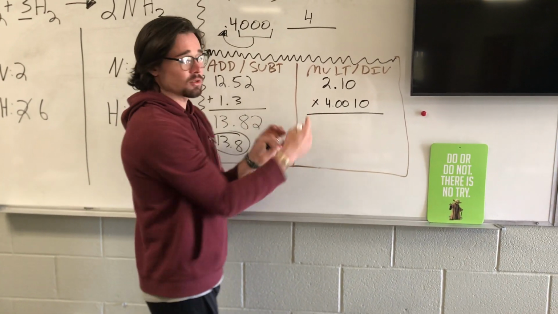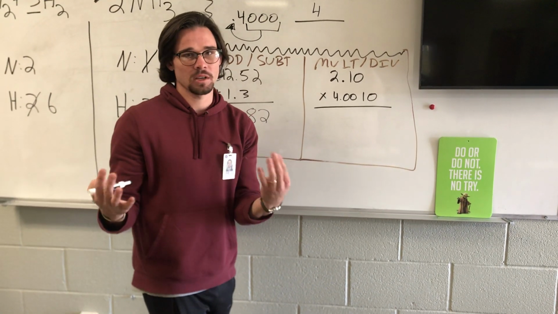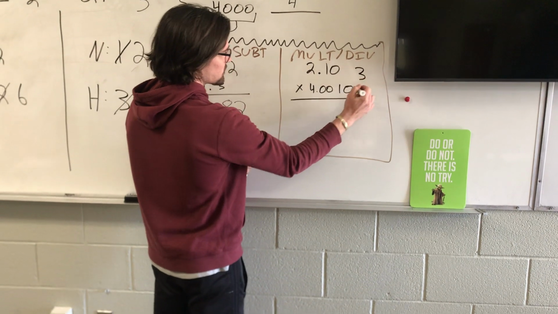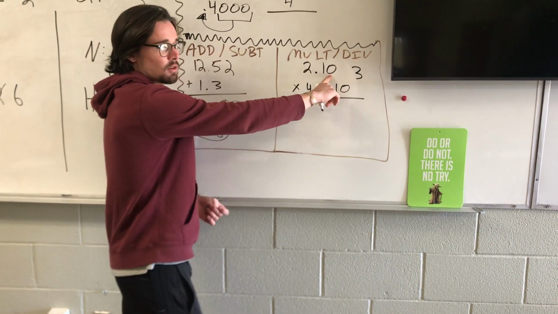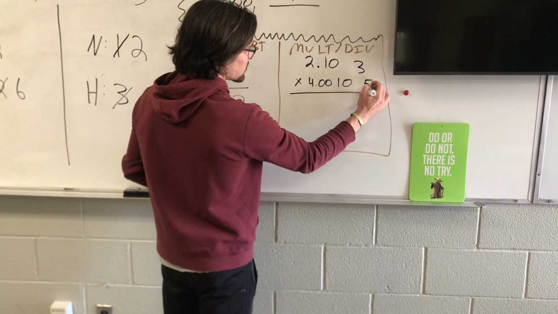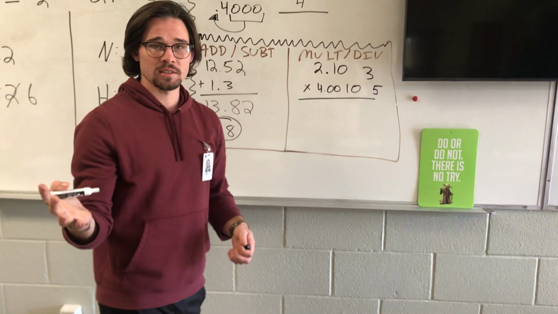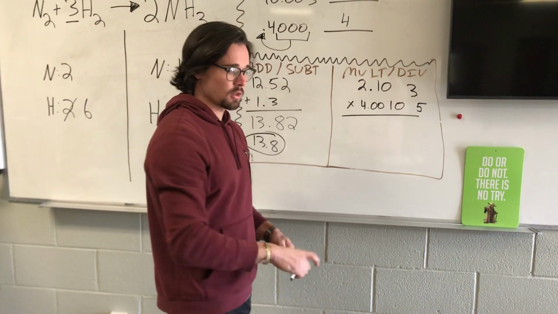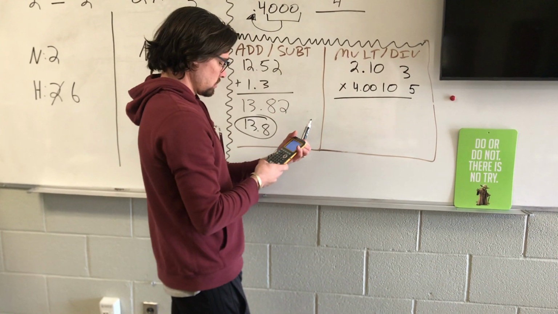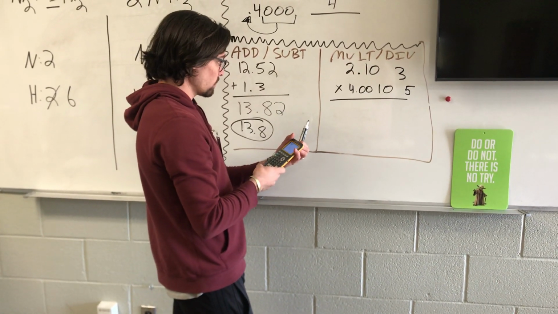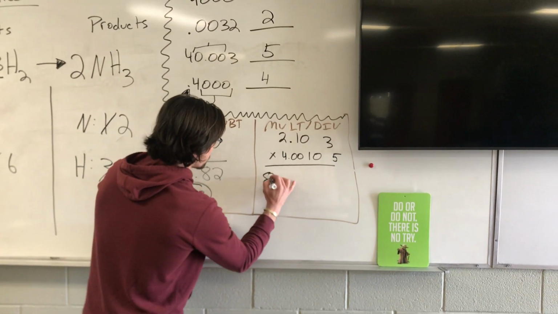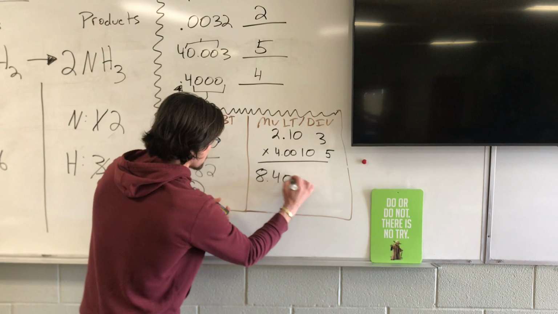So the first thing I like to do is figure out how many sig figs each of my terms has. This one has 3. 1, 2, 3 sig figs, okay? That's a trailing 0 with a decimal, so it counts. This one has 1, 2, 3, 4, 5 sig figs. So my final answer, you guessed it, has to have 3 sig figs. So I'm going to do this multiplication on my calculator. 2.10 times 4.0010. And the answer my calculator spits out has a lot of digits, okay?